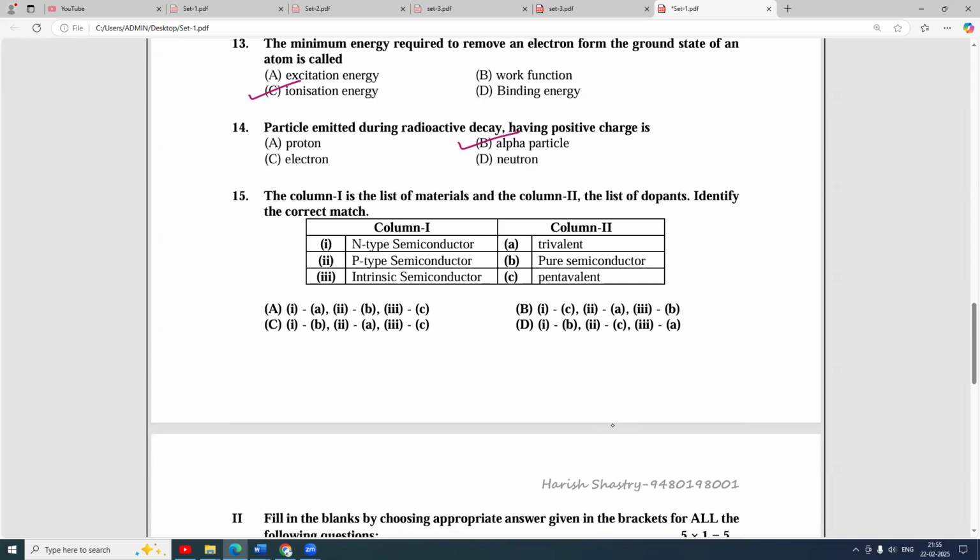N-type semiconductor is obtained by doping intrinsic semiconductor with pentavalent impurity. So this first one is C. I'll write it here. But don't write anything on the question paper, please. This is only for study purpose. P-type semiconductor is obtained by doping pure semiconductor with the trivalent impurities, that is A. And intrinsic semiconductor is a pure semiconductor which is not doped, B. So it is CAB. Where is CAB? Yeah, CAB is here, option B.